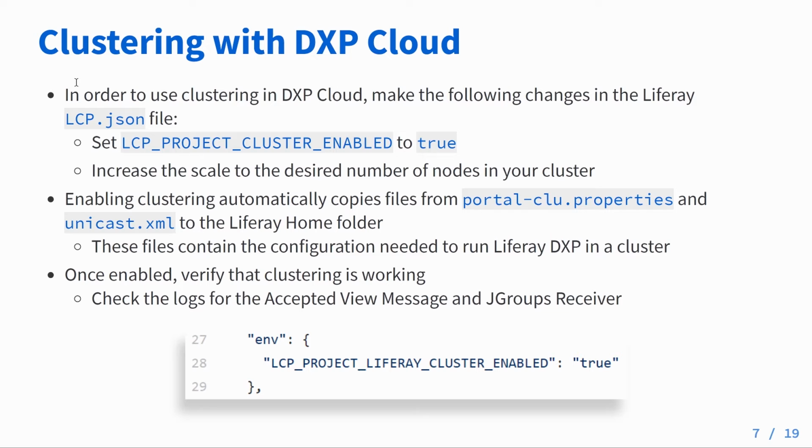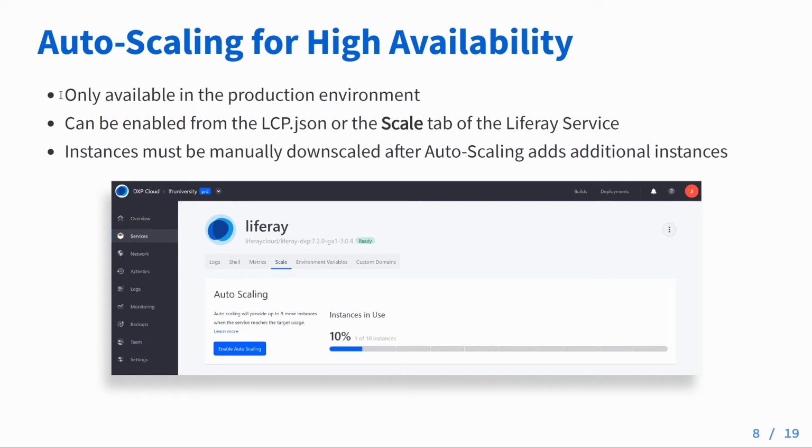Once these are enabled, we'll go ahead and verify that clustering is working. We can do this by checking the logs for the accepted view message and JGroups receiver messages. Liferay DXP Cloud has this concept of auto-scaling for high availability. This is only available in the production environment. And this can also be enabled from the lcp.json file or the scale tab of the Liferay service.